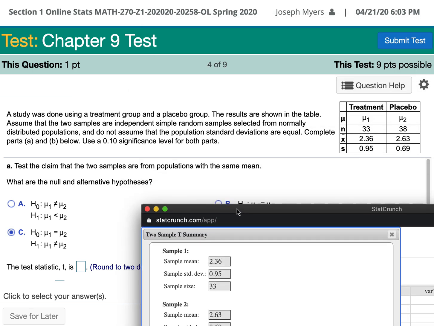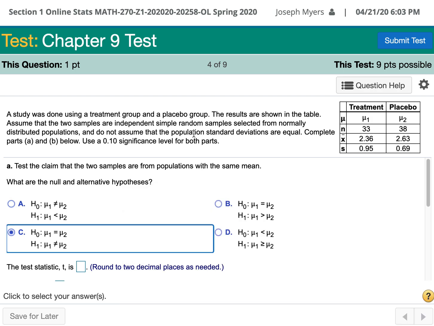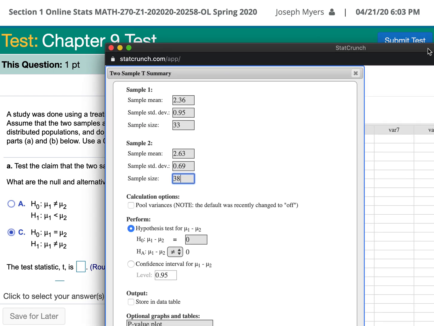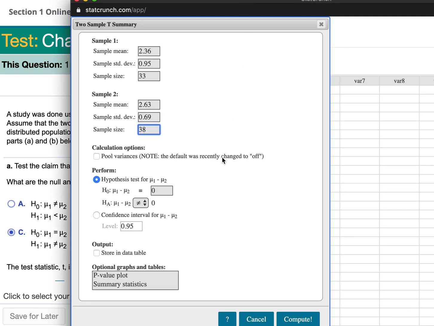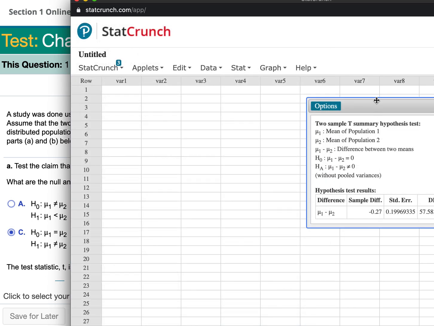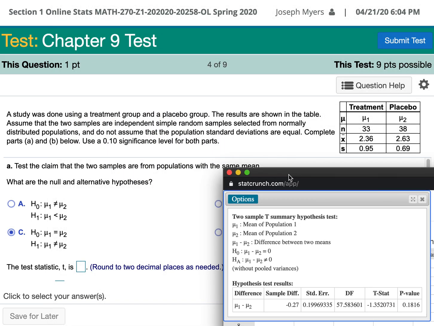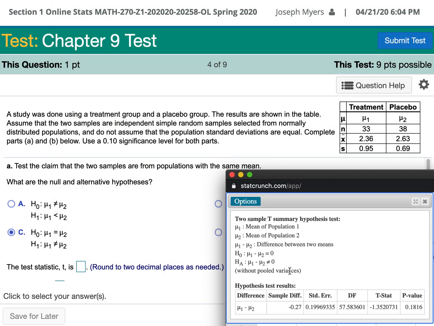And let's just check one thing. It says do not assume the population standard deviations are equal. So when it says do not assume that they're equal standard deviations, then that means you do not check that box. So we're not going to check the box that says pool variances. Pooling variances is only done when you assume that the population standard deviations are equal, and we're not assuming that. So do not check that box if it says that. So compute. So there we go. The test statistic is equal to this number.